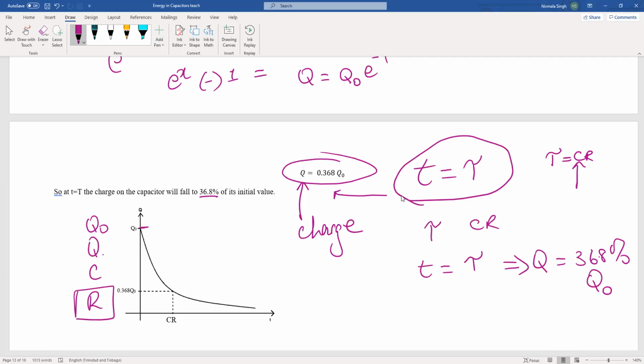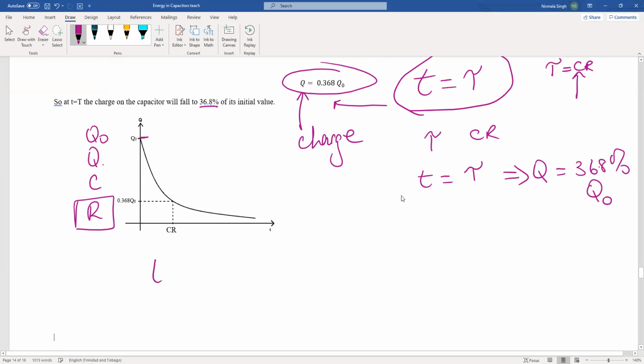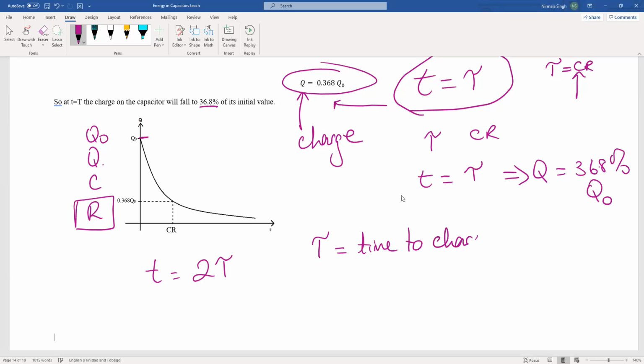Let's just do some further maths and check something. If time is equal to 2 time constants, remember the time constant is just the amount of time it takes to charge your capacitor. It usually takes longer to discharge your capacitor. Let's write that down. The time constant is equal to the time to charge your capacitor, and the time to discharge your capacitor is more than your time constant. It takes a longer time to get rid of the charge on your capacitor when you are discharging.